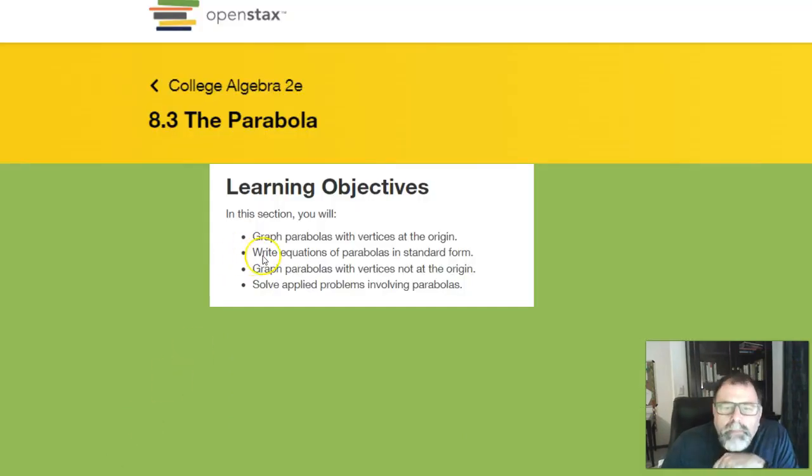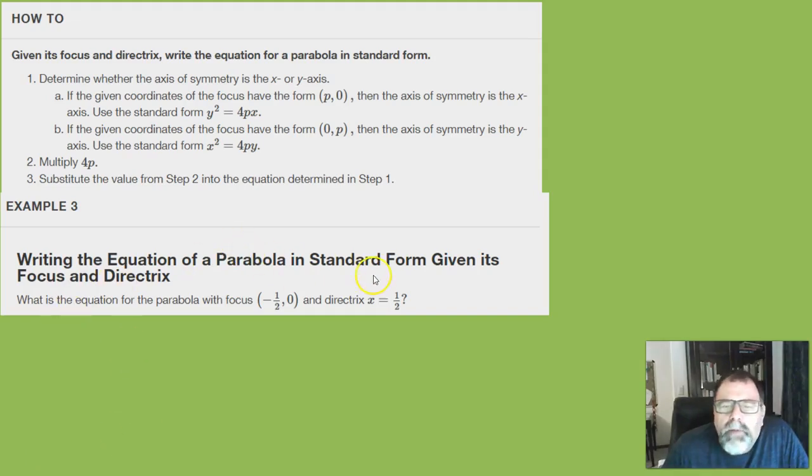Okay, on to the next objective. Write equations of parabolas in standard form. Write the equation of a parabola in standard form given its focus and directrix. So the focus is negative 1/2, 0. Directrix is x equals 1/2.